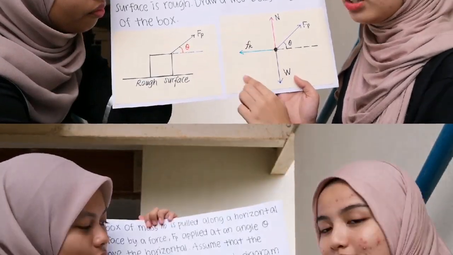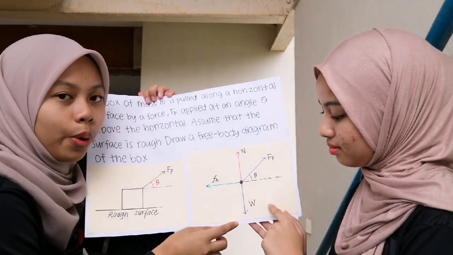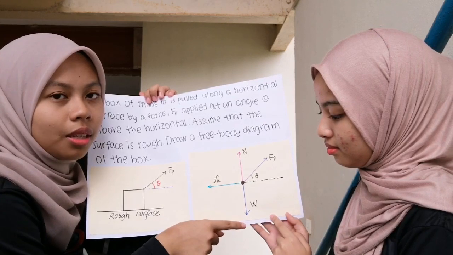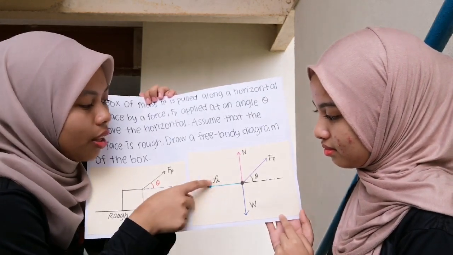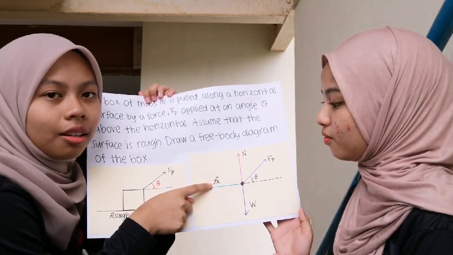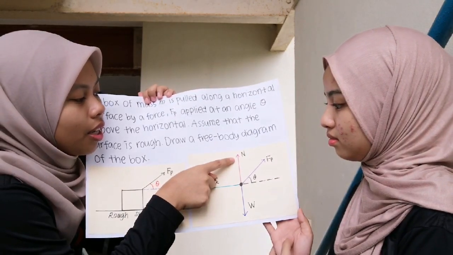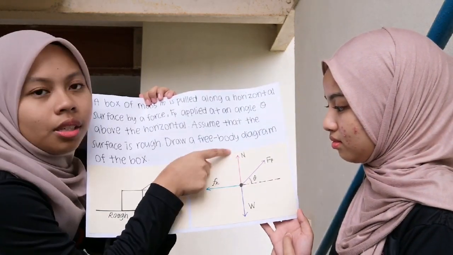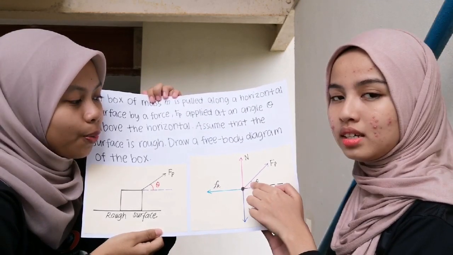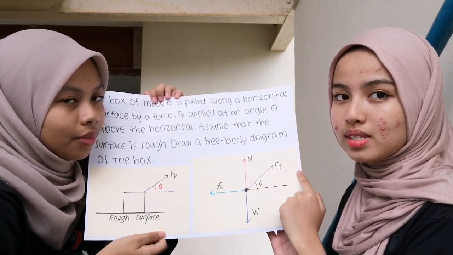Next is the frictional force. This one is weight, which is always the downwards arrow. This one is kinetic friction. This one is the normal force, which is always upwards. And the external force.